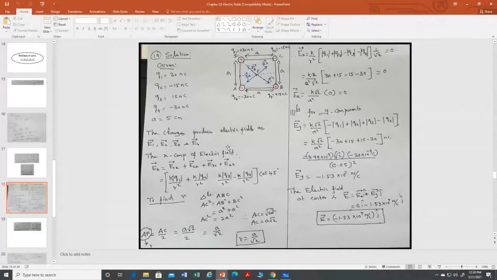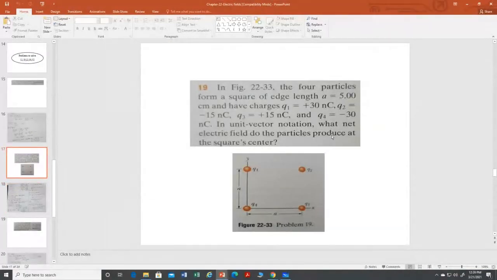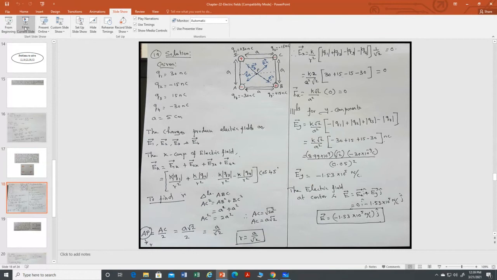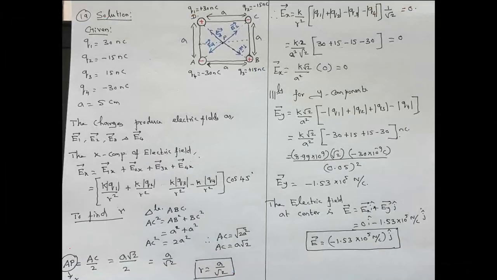I already explained this problem. Am I right? Yes, you explained. Here I teach you how to find the R value. You can see here. I teach you how to find the R value. So you have to find the R. You have to take the Pythagoras theorem, because it's exactly the same as the square.